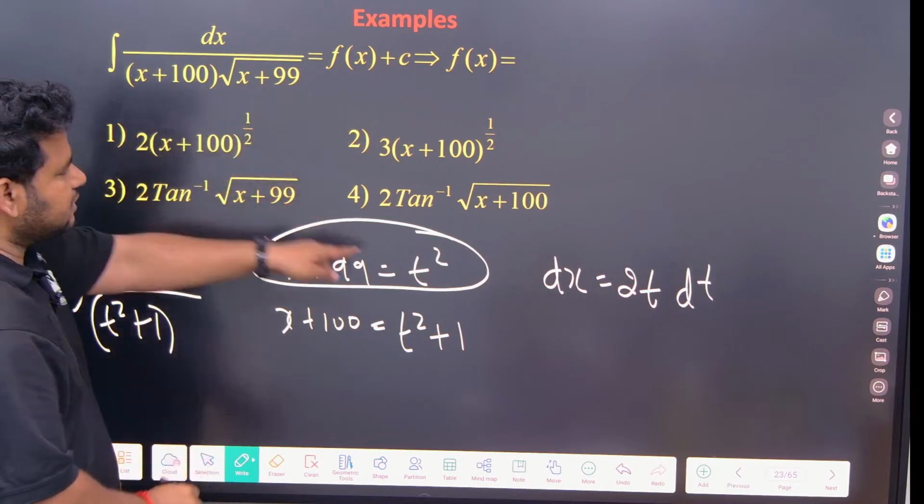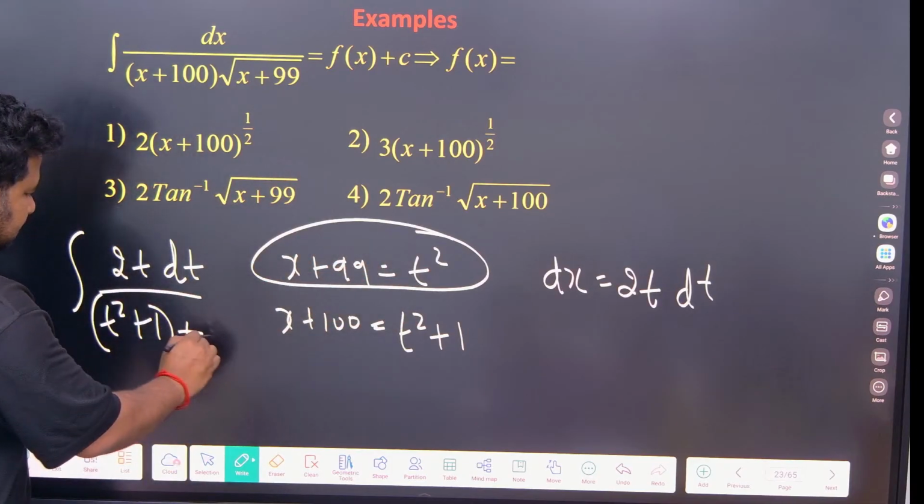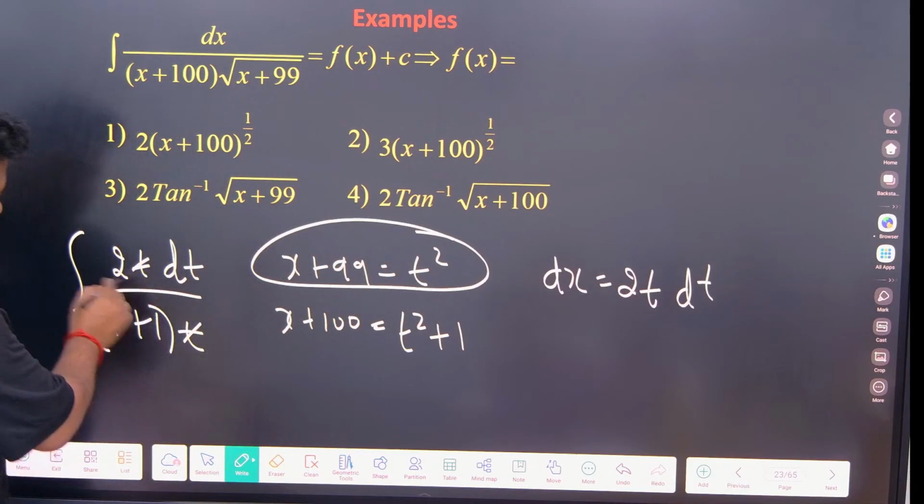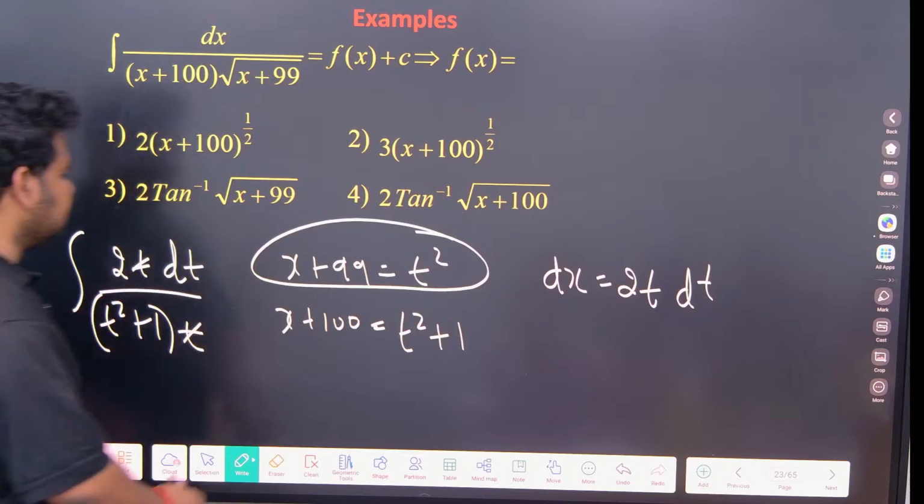Square root of this is square root of t square, so t will come out. 2t cancels. I'll have 2 into integral of 1 by t square plus 1 dt. T square plus 1 gives tan inverse of t. But 2 is there, so this will become 2 times tan inverse of t.